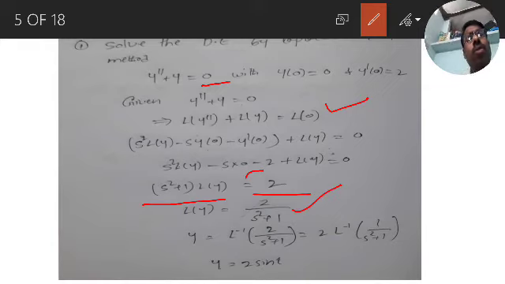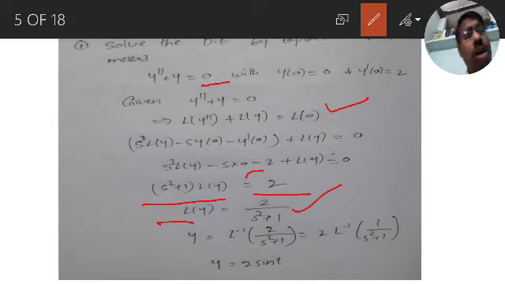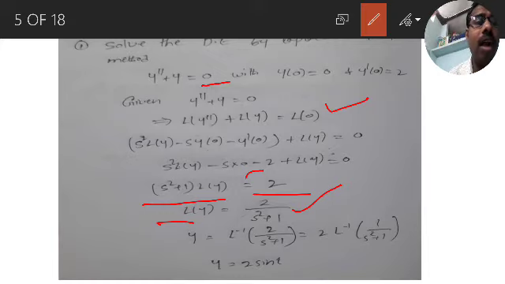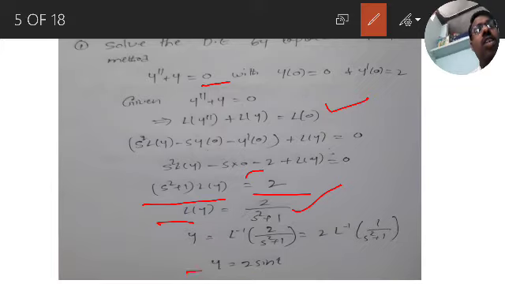Now taking L to this side, it becomes L inverse, that is y is equal to L inverse of 2 by s square plus 1. The constant 2 comes outside by the linear property: 2 into L inverse of 1 by s square plus 1. What is the formula? The standard formula: L inverse of 1 by s square plus a square is 1 by a sine at. Now L inverse of 1 by s square plus 1 square is sine t. Therefore, the answer is y is equal to sine t.